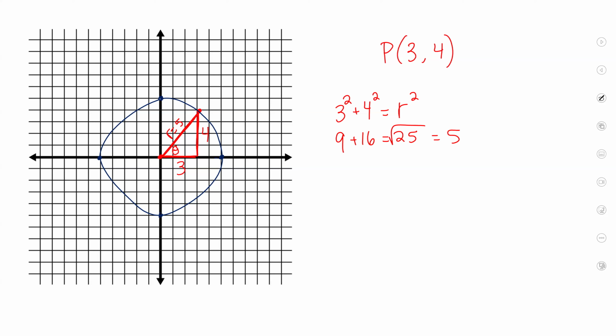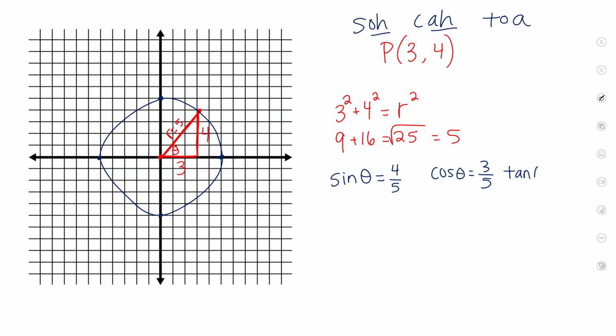With radius 5. Now that I have my triangle completed, I can look at my trig definitions. So sine of theta is, remember, SOH CAH TOA. For sine, I need opposite over hypotenuse. So that's 4/5. For cosine of theta, I want adjacent over hypotenuse. That is 3/5. And for tangent of theta, I want 4/3.